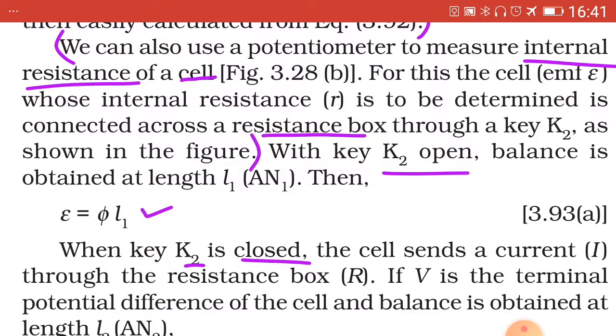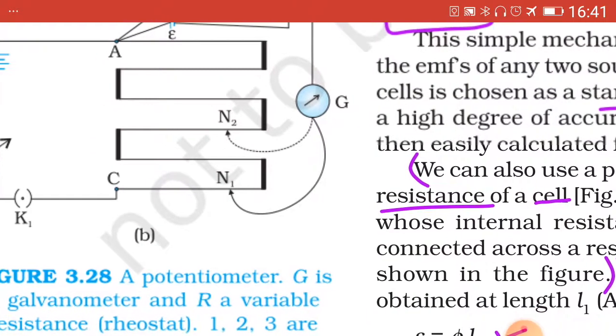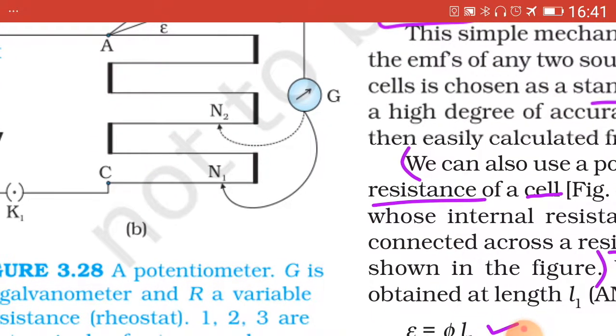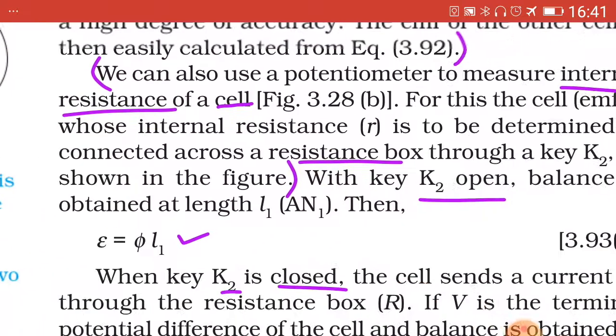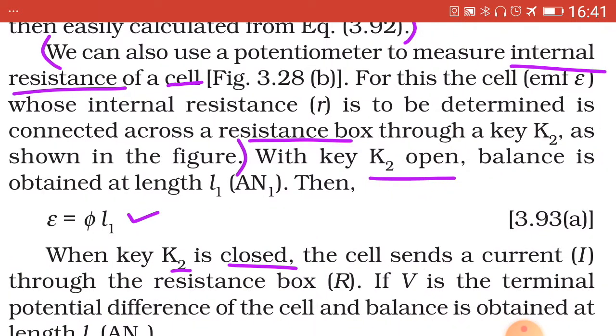Now, to determine the internal resistance small r, first we keep key K2 open and balance is obtained at length L1, say AN1, from point A to N1, that is the lower part. So we get E equal to phi into L1, which has been tick marked.